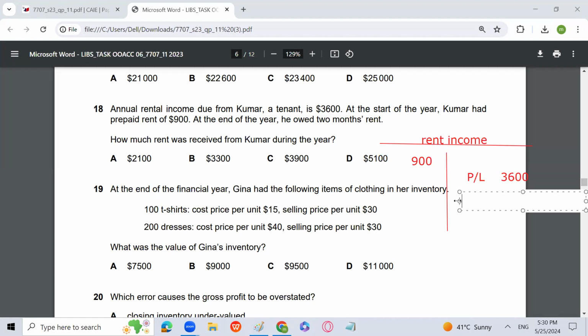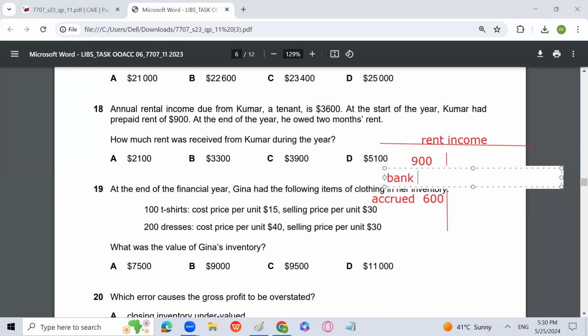And he said in the question that he owed 2 months' rent. So accrued carried down, prepaid brought down, and accrued carried down is going to be 600 over here. And the bank figure, which is required in the question, I will write over here: 3,600 minus 1,500. How much will we get? 2,100. So A is the answer. So see, by preparing the T account, it will become very easy and understandable, and it will also give us confirmation that we have done it right.